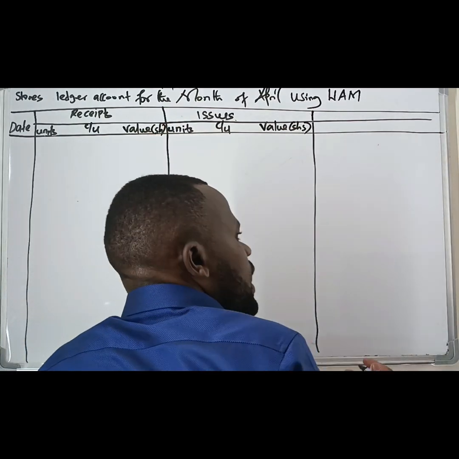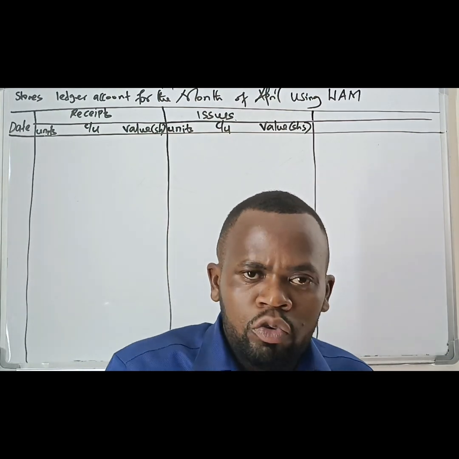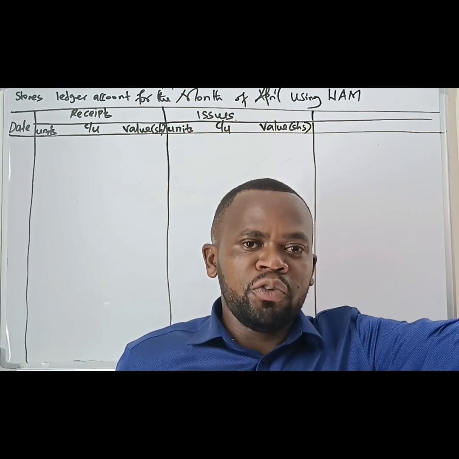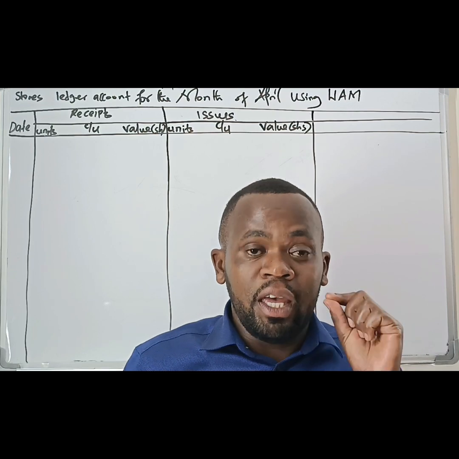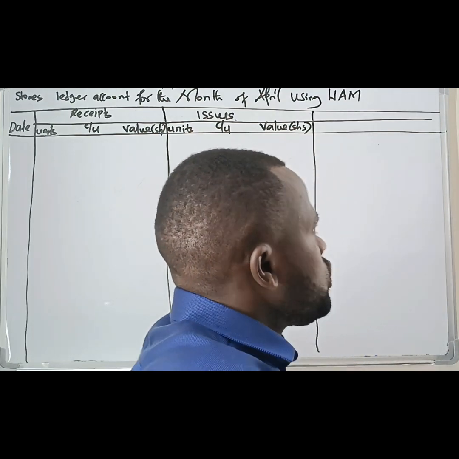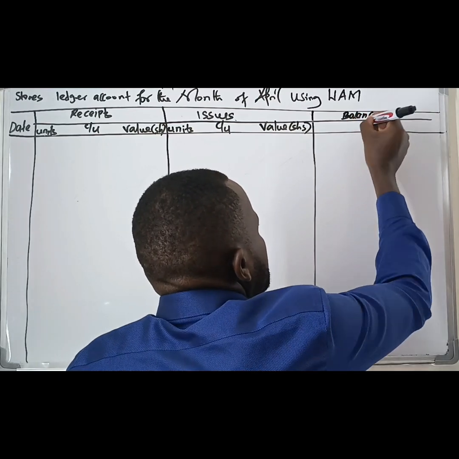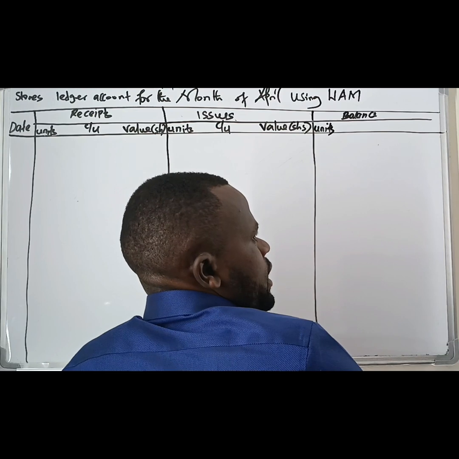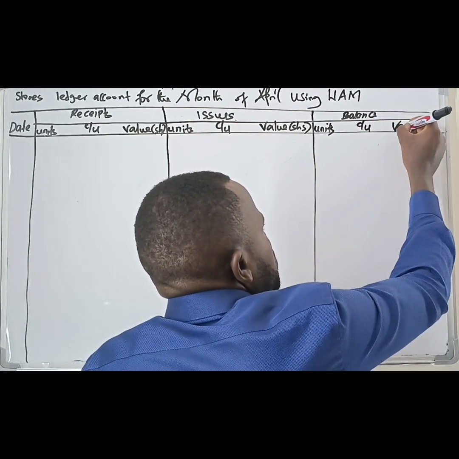The same will happen every day after either you receive or you sell. Whether you receive items in your store or you sell or issue them out of your store, you need to determine the balance in terms of the units and the value. So you'll have this last column for the balance. And in terms of balance, you need again to have how many units are remaining in your store, what is the cost per unit, then what is the value.